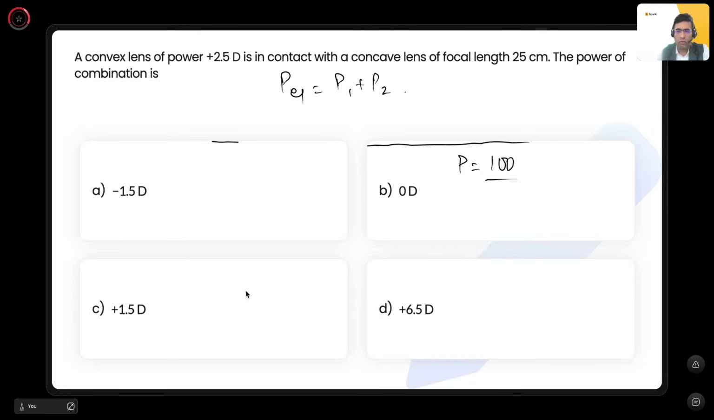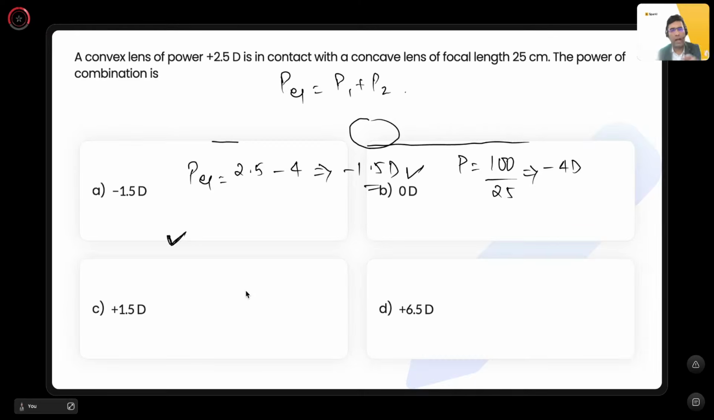It will be 100 upon focal length in centimeter, right? So it will be minus of 4 diopter because it is a concave lens. You have to mind the signs, otherwise the answer will be incorrect. So P equivalent over here will become 2.5 minus 4 and it will become minus 1.5 diopter. Signs are very important. So the combination will actually behave like a diverging lens.